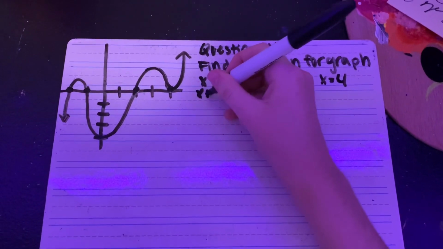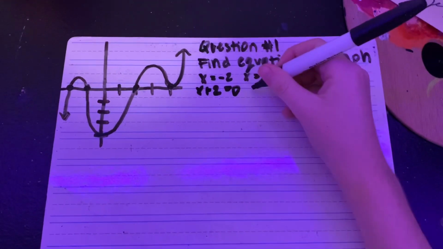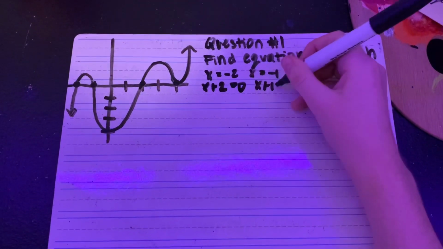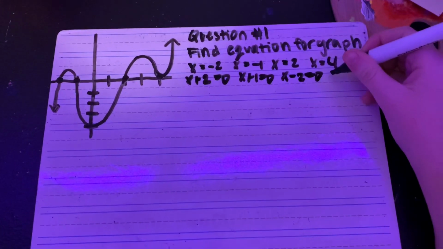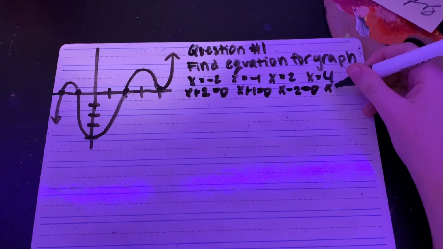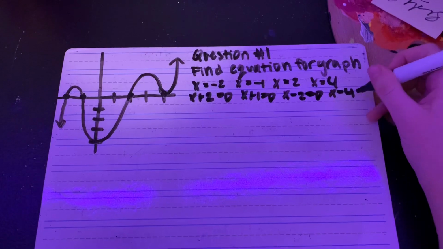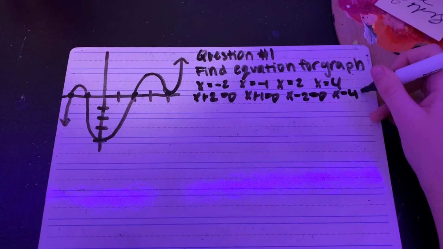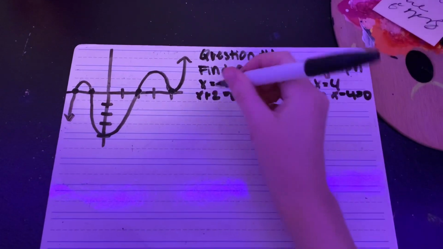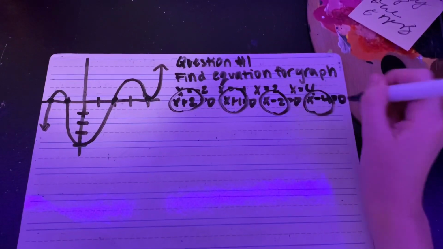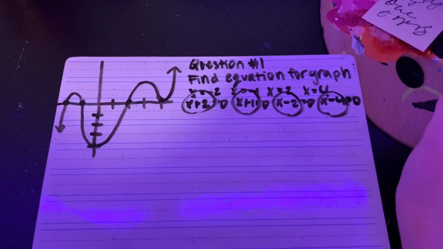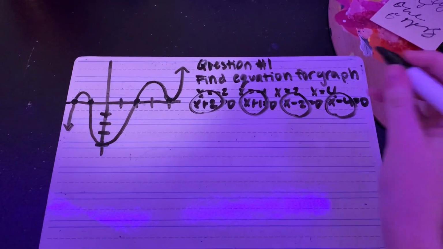So x plus 2 equals 0, x plus 1 equals 0, x minus 2 equals 0, and x minus 4 equals 0. And those are the factors. So that's a factor, that's a factor, that's a factor, and that's a factor. And then you have to find the multiplicities for that.